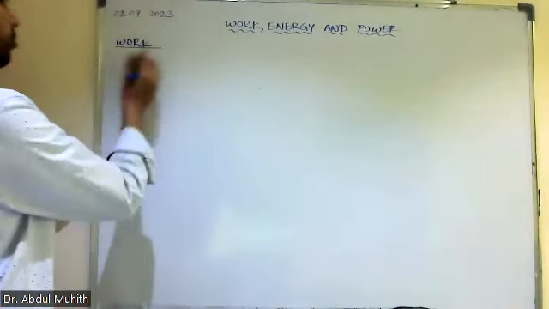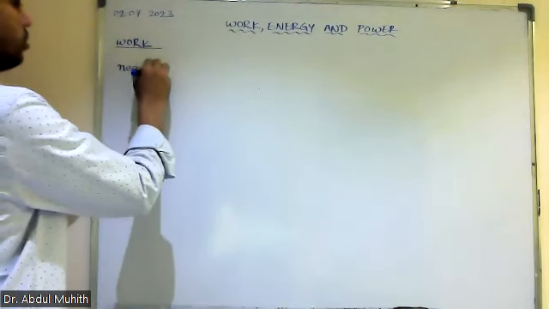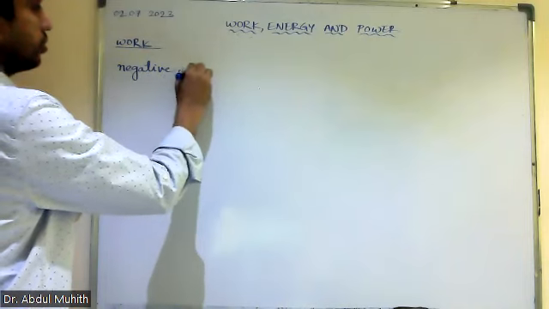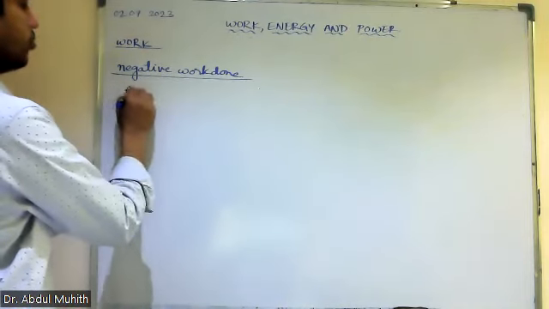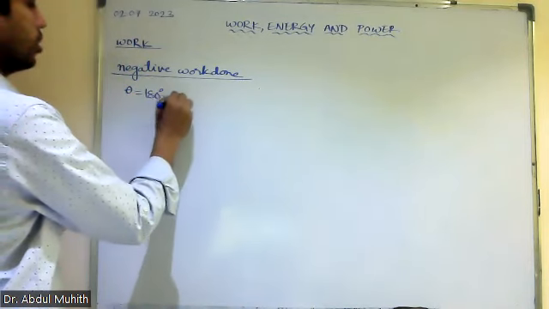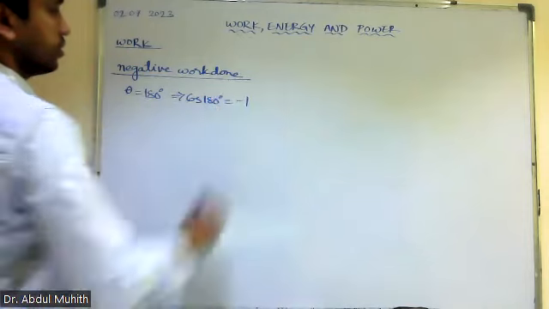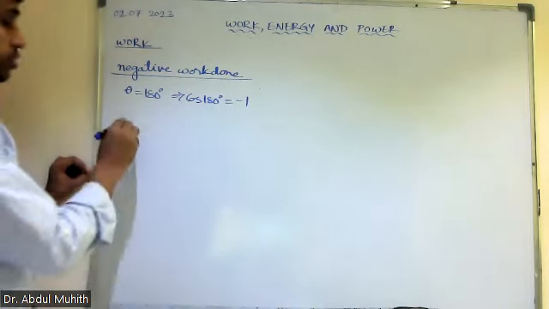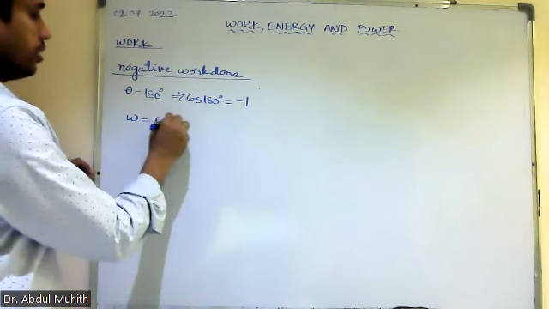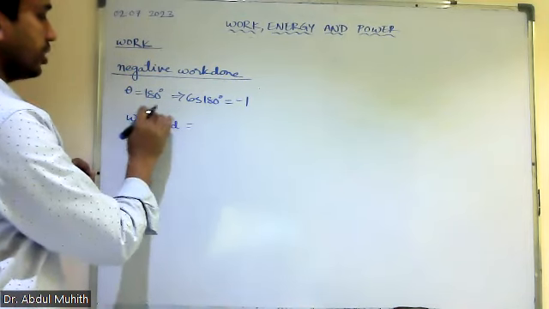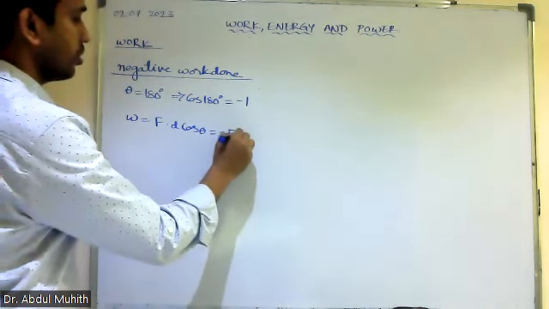Now here we have positive work done. Next is negative work done. Negative work done is when theta equal to 180 degrees, which implies cos 180 is minus 1. Okay, cos 180 is minus 1. So what is the formula? W equal to F dot D, or FD cos theta, which will be equal to minus F dot D.